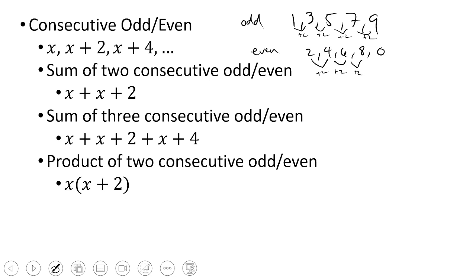So if you want to find the sum of two consecutive odd numbers, then you would write that as x plus x plus 2. If you want to find the sum of three consecutive even numbers, then you will have x plus x plus 2 plus x plus 4. And if you want to find the product of two consecutive odd numbers, then what you would have is x times x plus 2.